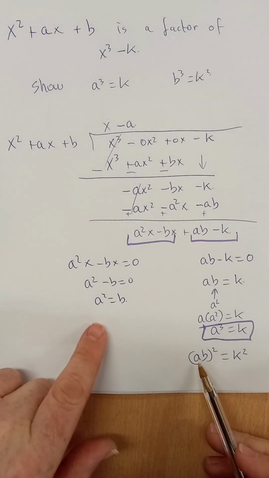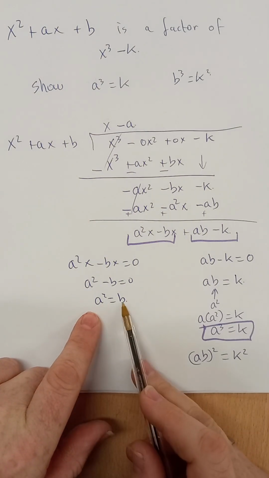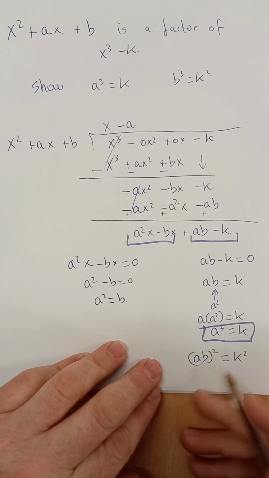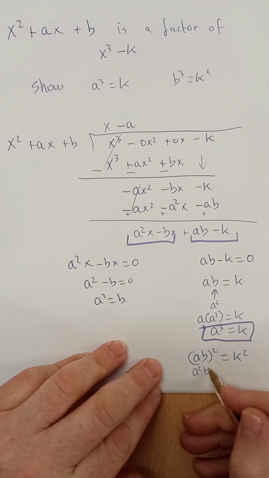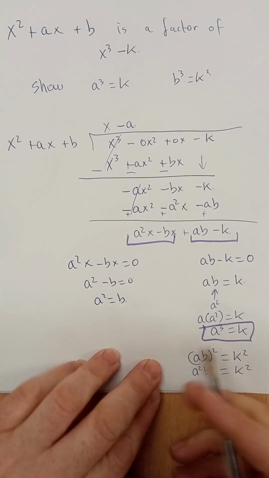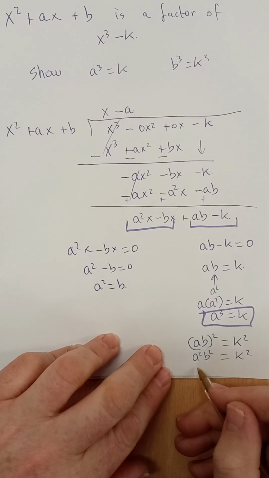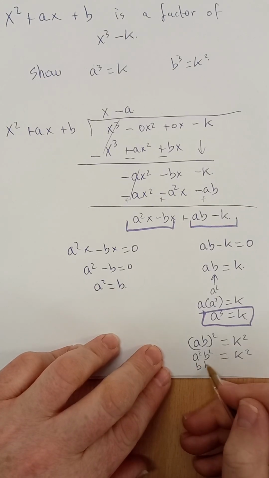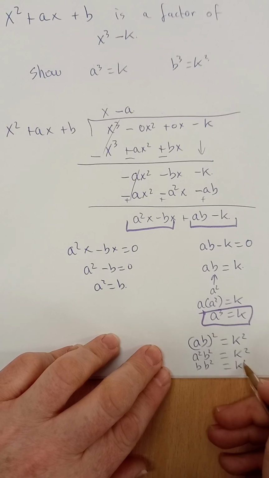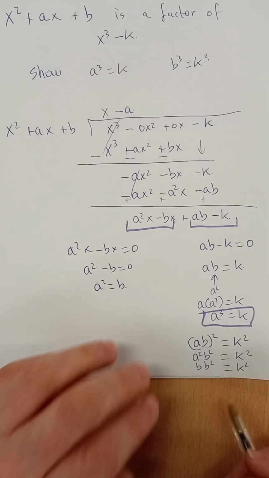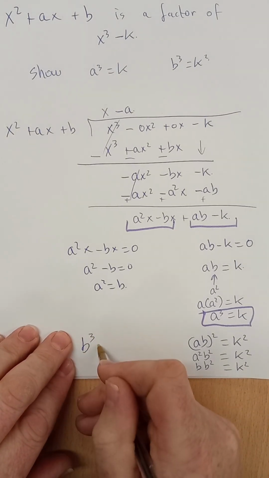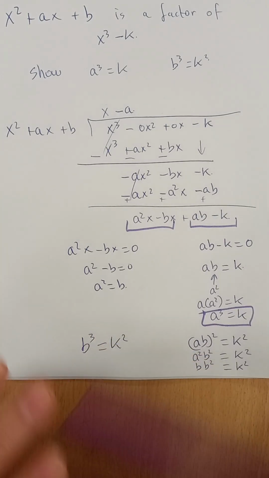So I know that a squared is b. So if I square this out, that's a squared b squared is equal to k squared. But a squared is b, so that's just b times b squared is equal to k squared. And of course, b times b squared, that's b cubed, is equal to k squared. So there's your second one done.